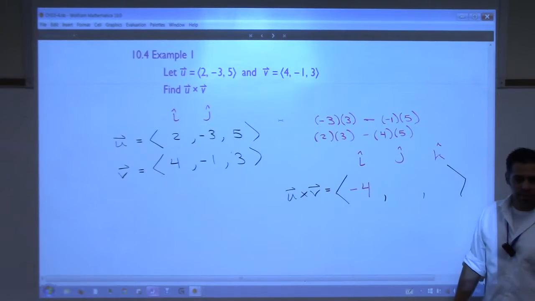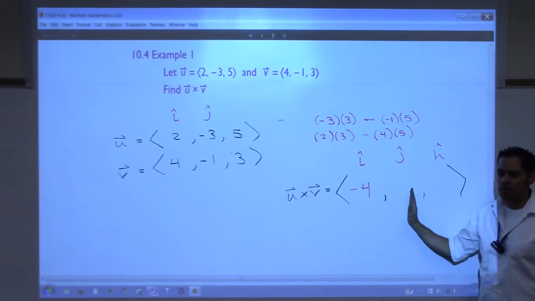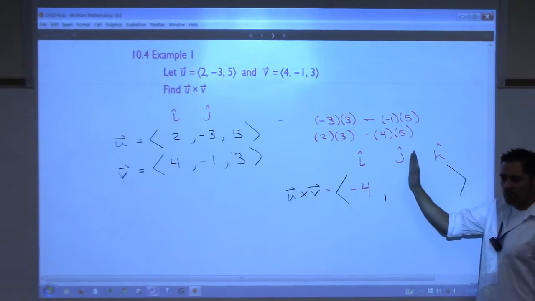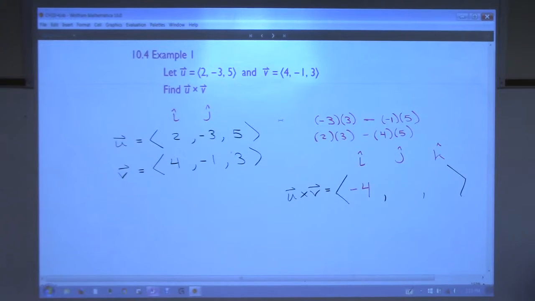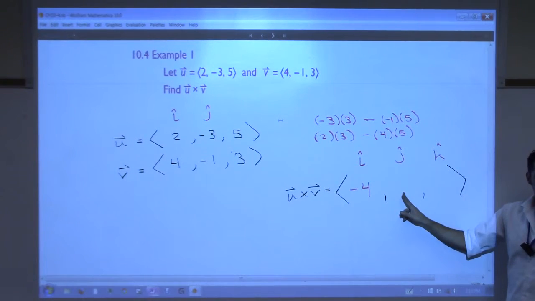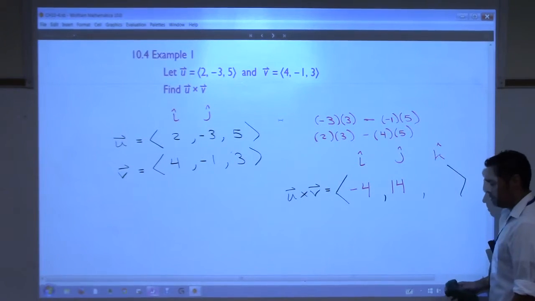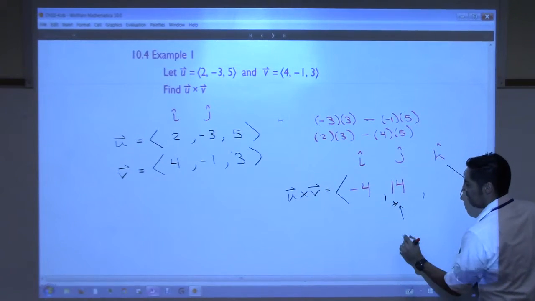Minus 14? But when you're doing the j component, you have to change the sign of that answer. It's only for the j. You do the same computation, but whatever your answer is, change the sign. So if we get negative 14, I'm actually going to put positive 14 here. So put a little note there for yourself: don't forget, right there, change sign.